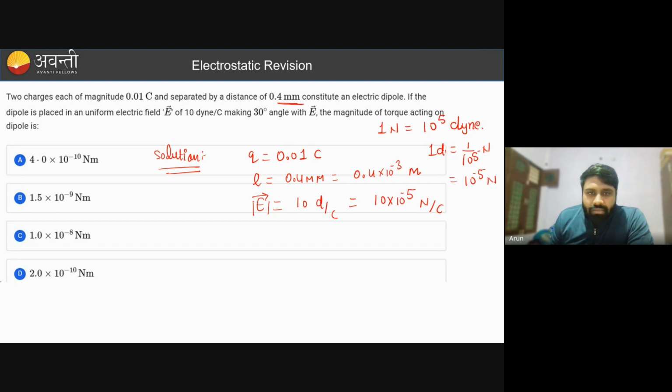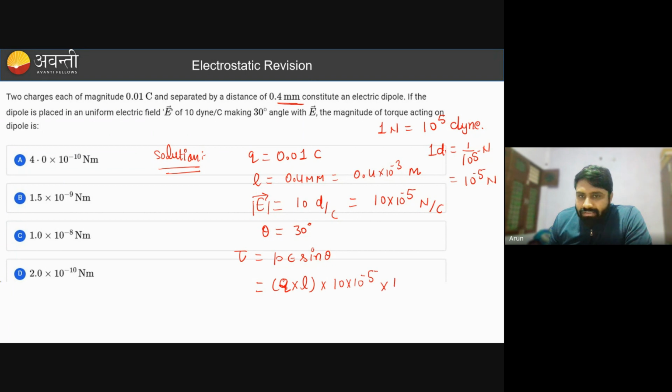Now theta is given as 30 degree, and torque is being asked. So what is the formula for torque? It is P cross E, open the expression, P E sine theta. So P here is nothing but the dipole moment. Dipole moment is given by Q into the distance between the charges. E is given as 10 into 10 raised to the power minus 5, multiplied with sine theta, sine 30, which is equal to 1 by 2.